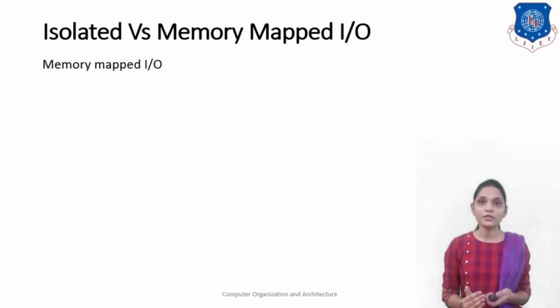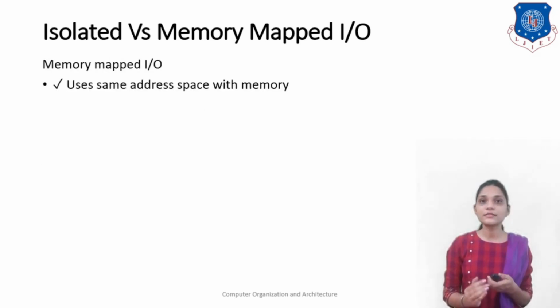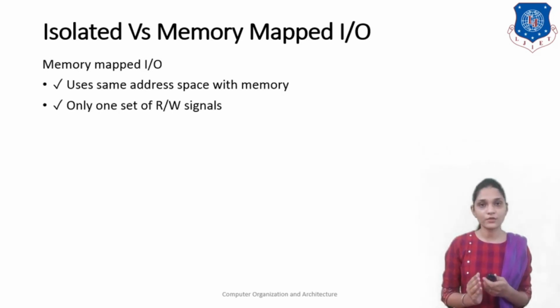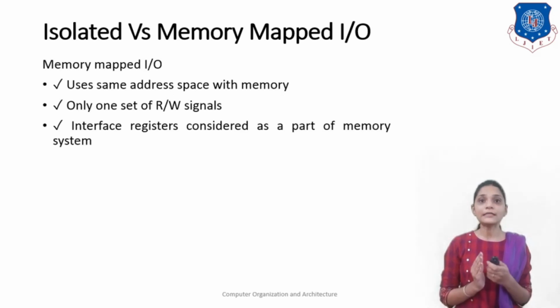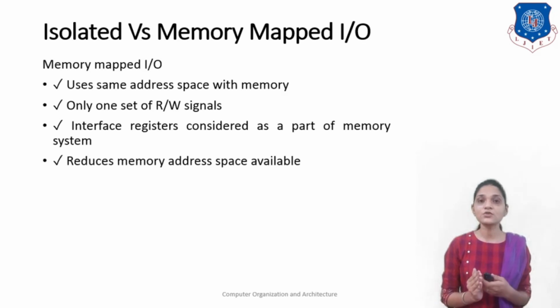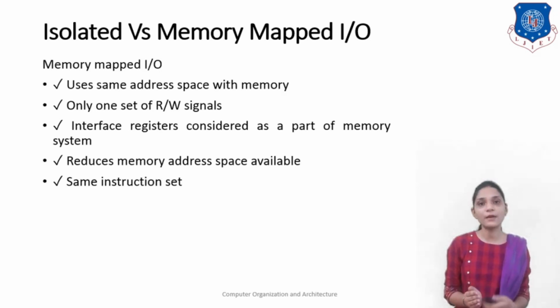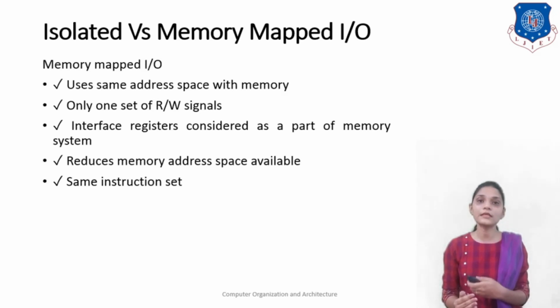If we consider memory mapped IO, then it uses the same space for the IO and the memory. Only one set of read and write signals is required, and the interface register is considered as a part of the memory system, and it reduces the memory address space available because it has to share its address space with the memory and also with the IO devices. And the same instruction set can be used for the memory as well as the IO. For example, a memory read instruction can be used for reading the memory and also for reading the IO device.